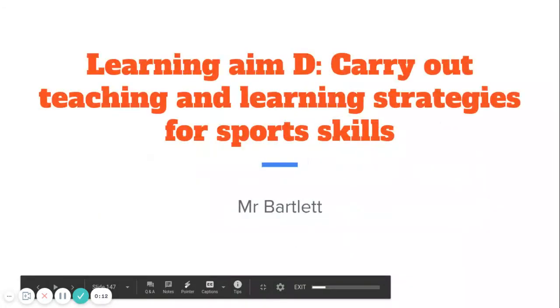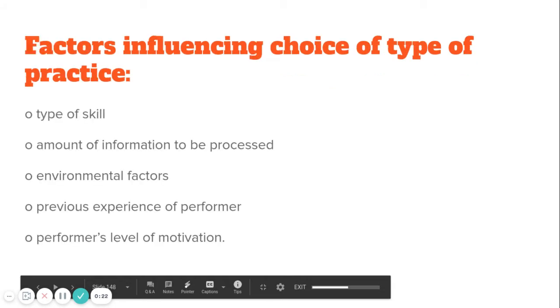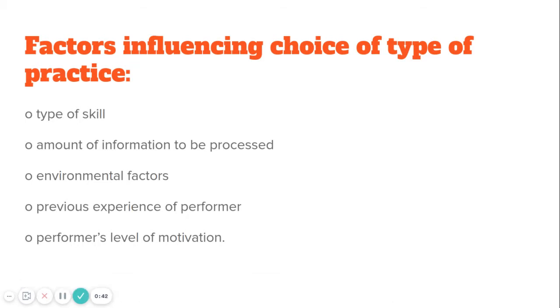Today we are looking at D2 on our lesson plan in our skill acquisition assignment 3. So today we're looking at the factors influencing choice of type of practice. Initially, when we decide on how we are going to run our lesson, we need to start to think about the type of practice or the type of skill that we want to put in place.